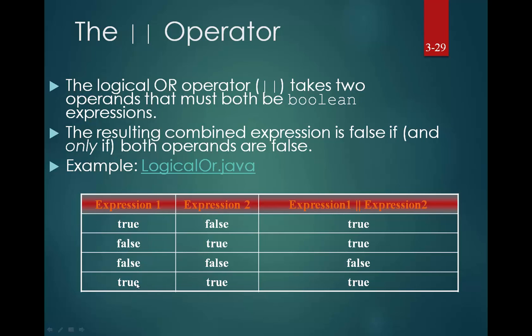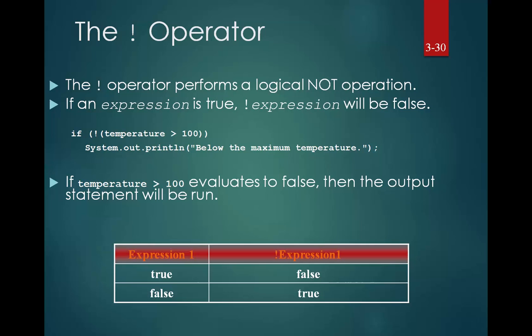That's the bottom case here. True, you need chips. True, you need dip. Do you need chips? False. No, you don't need chips. Okay, well, do you need dip? Nope, that's false too. So the whole thing evaluates to false. And that's the way OR works.